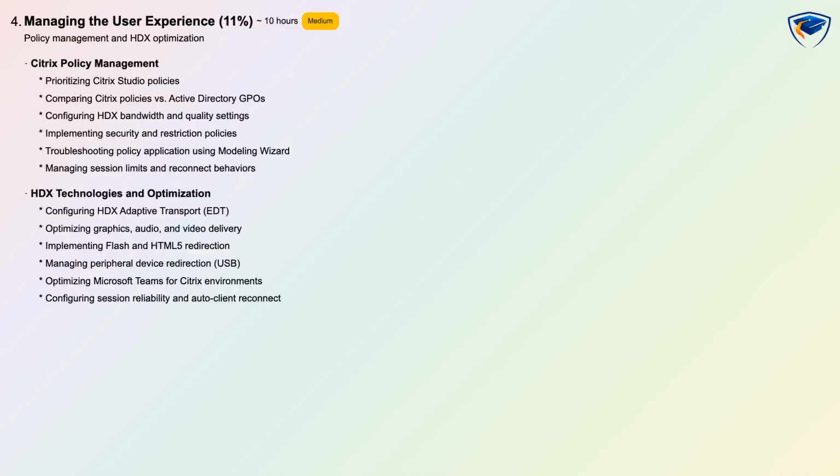You will learn to prioritize Citrix Studio policies, compare them to Active Directory GPOs, and use the modeling wizard to troubleshoot policy application. The domain covers HDX bandwidth and quality settings, configuring adaptive transport, Eastern Daylight Time, and optimizing graphics, audio, and video delivery. It also includes peripheral device redirection like USB, session reliability, auto client reconnect, and optimizing Microsoft Teams in Citrix environments.